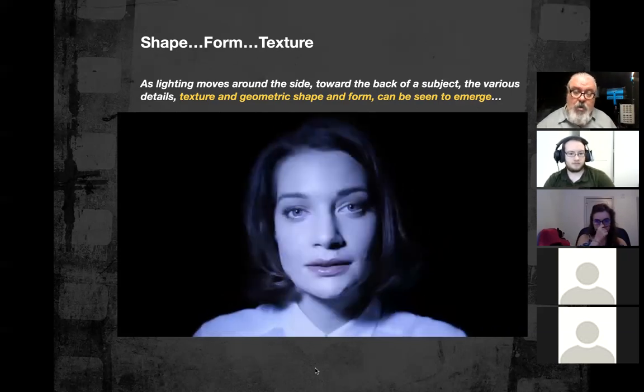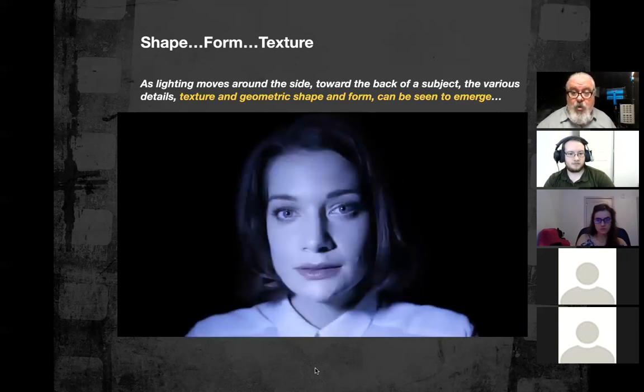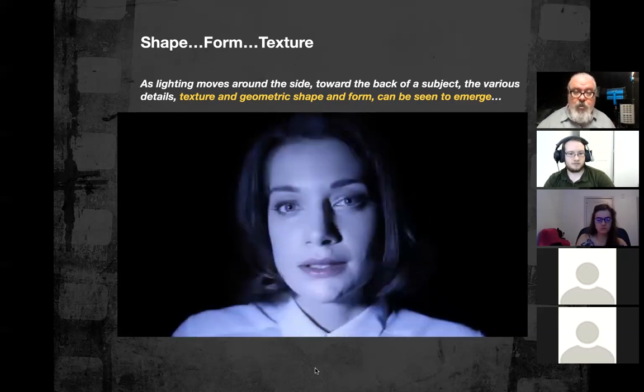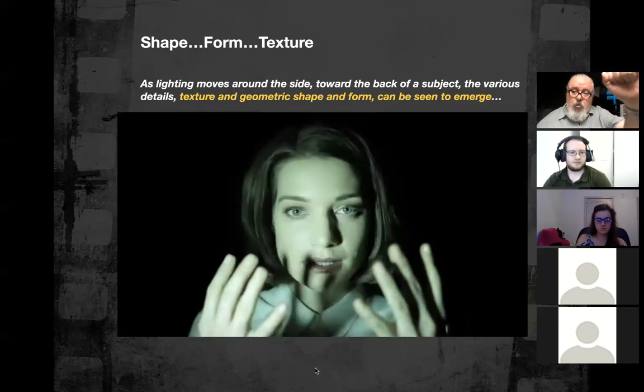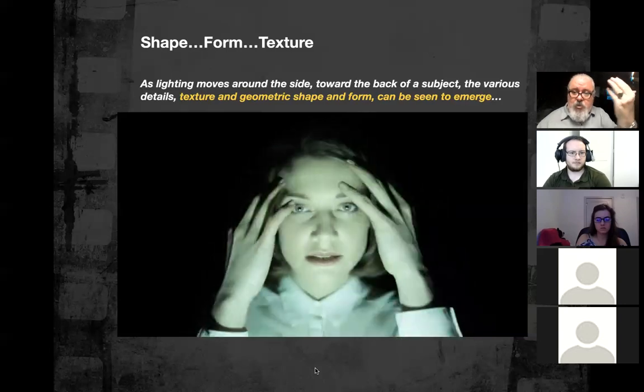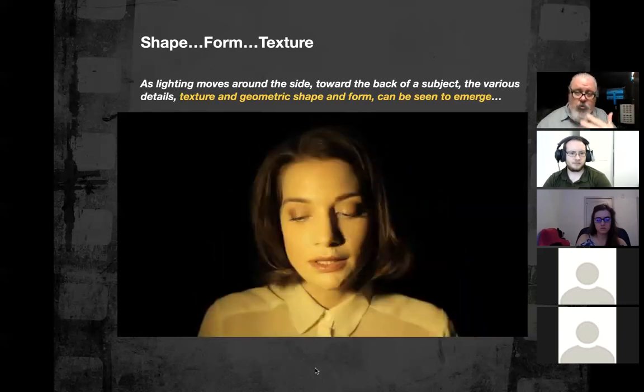But think about this and maybe try it on your own. You can do it at home with a small lamp from the living room, or even a flashlight, and just look at where different lighting placements tell different stories.